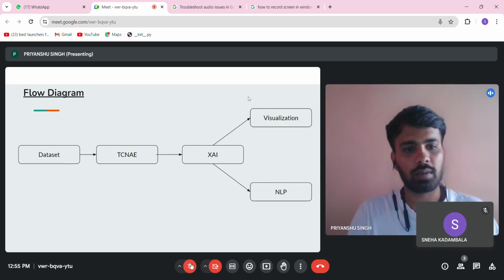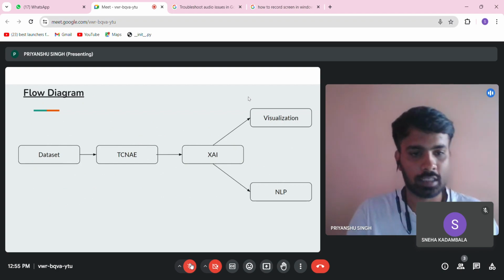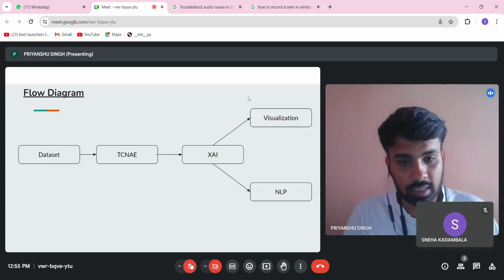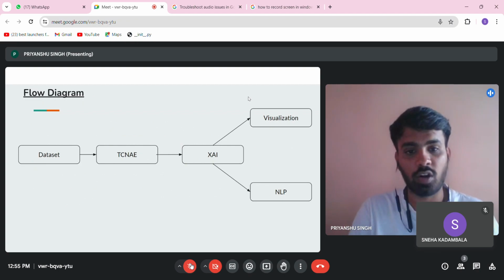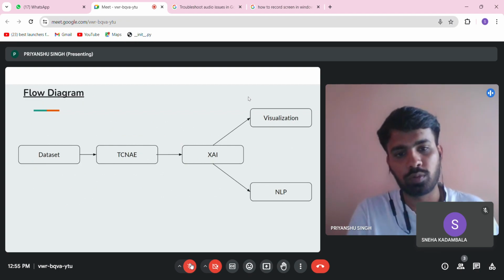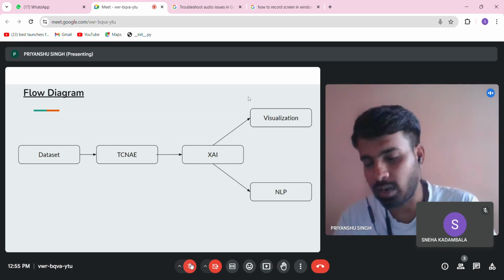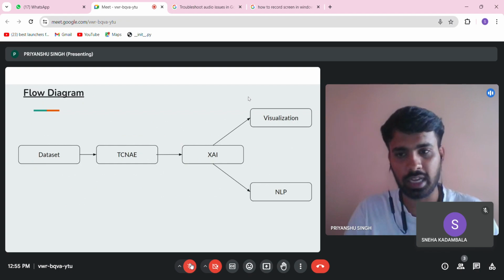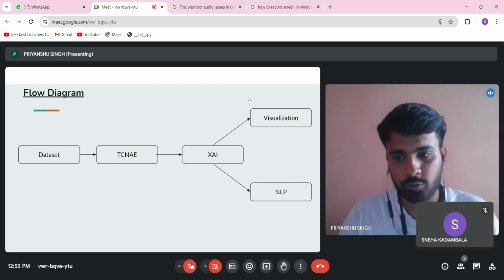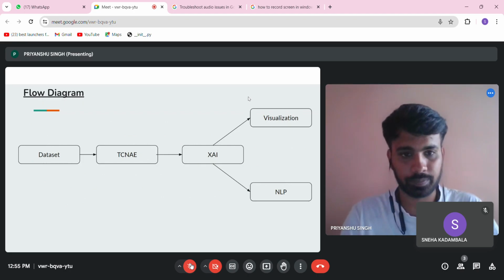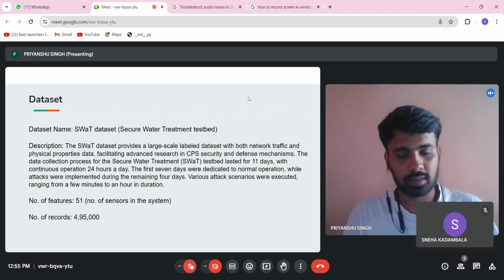So the flow diagram of our project is basically we have taken the SWAT data set. It is a water treatment plant data set. This data set is passed into the TCN autoencoder architecture. And after the TCN autoencoder architecture comes the second part, which is explainable AI. The explainable AI has two parts. The first one is visualization, and the second one is NLP. So let's start with the data set.